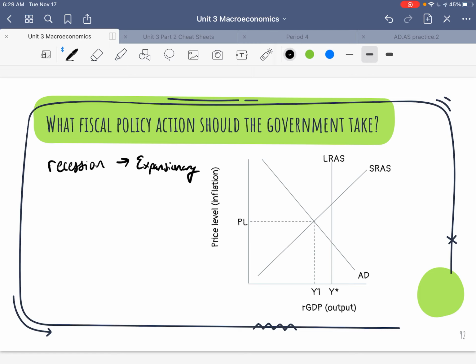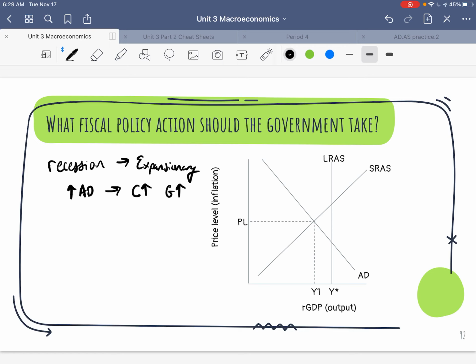Okay, how do we expand the economy? Well, we want to increase AD. That's the goal because that's expansionary fiscal policy. How do we increase AD? We increase consumer spending and increase government spending. Okay, how do we increase consumer spending? We cut taxes, we pass stimulus bills, kind of like the COVID-19 stimulus bill. We increase government spending. Sorry.